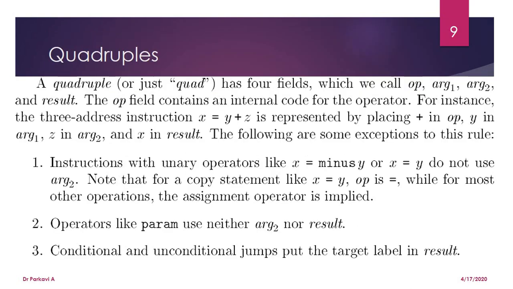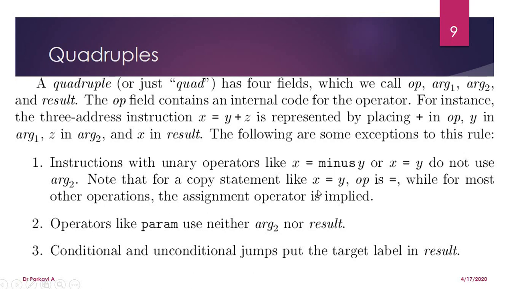So next we'll discuss quadruples. Quadruples have 4 fields: operator, argument 1, argument 2 and result. If you have a binary operator, no problem. The operator will be the binary operator plus, argument 1 will be y, argument 2 will be z, and the result will be x. If it is a unary operator, x equal to minus y, then minus will be the operator, argument 1 will be y, argument 2 will be null, and the result will be x.